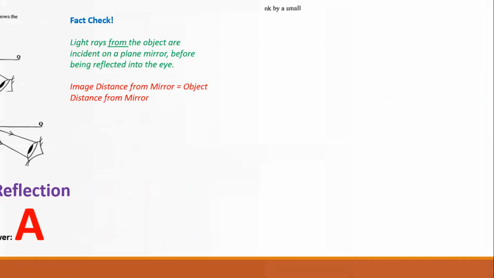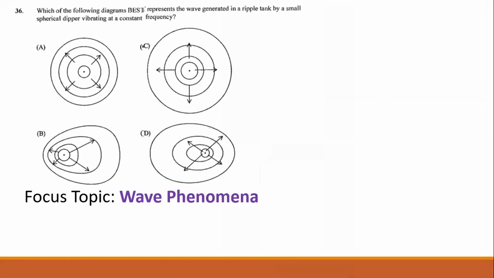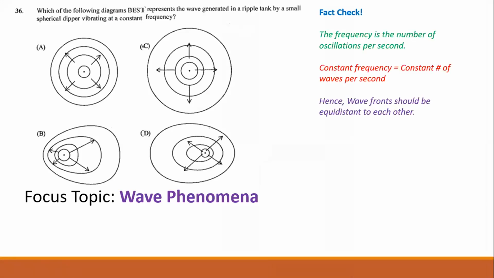Number 36, which diagram best represents the wave generated in a ripple tank by a small spherical dipper vibrating at constant frequency. Now, the frequency has to do with the number of waves or the number of oscillations that occur in a second. So if it's constant, then it means that we need to have the same number of waves being produced each second. Therefore, the wavefronts should be equidistant to each other, and that would give us A.